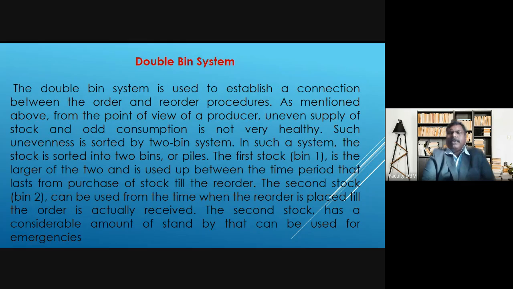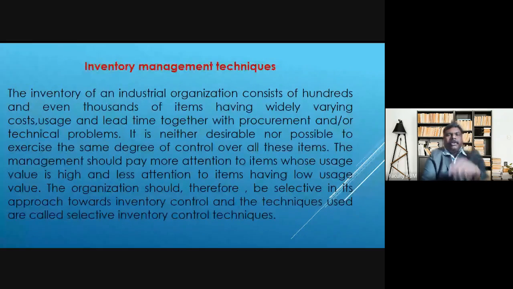So this is how we are going to control the inventory, that is stocking and overstocking. We have another management technique in inventory. The inventory of an industrial organization consists of hundreds and even thousands of items having widely varying cost, usage and lead time, together with procurement and technical problems. It is neither desirable nor possible to exercise the same degree of control over all these items. So it is hectic for an inventory manager to control all the items with different codes, different classifications, and a huge number of items.